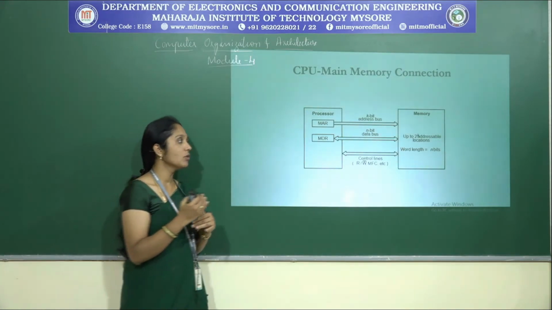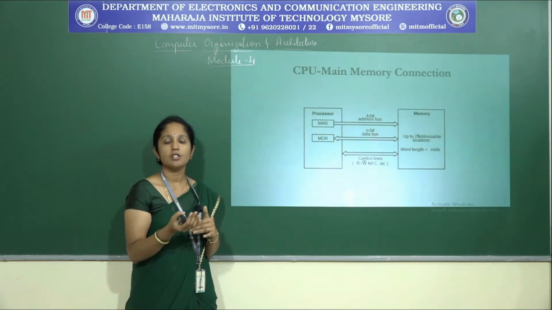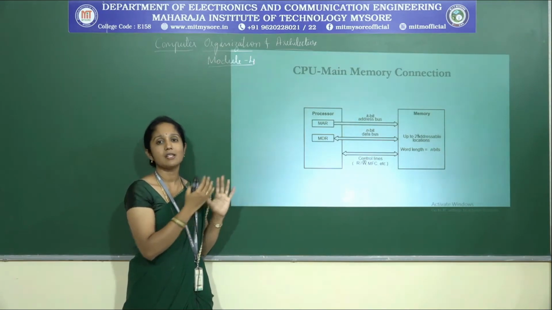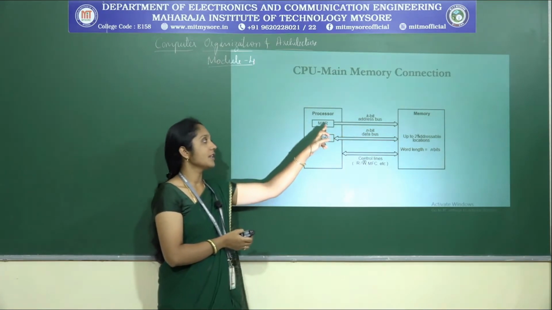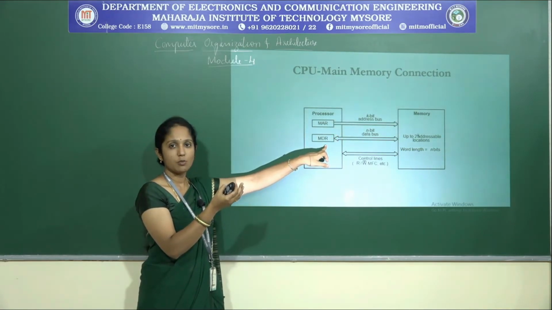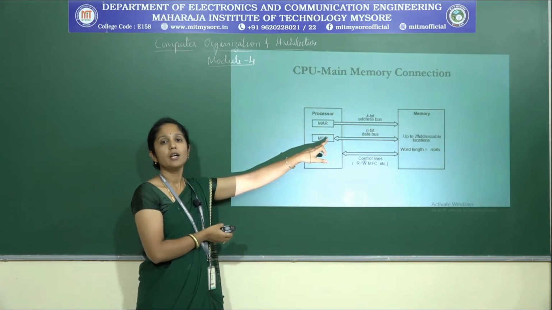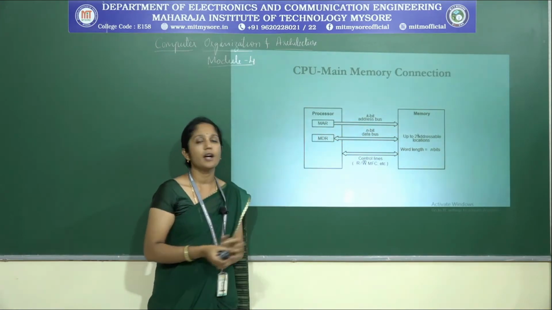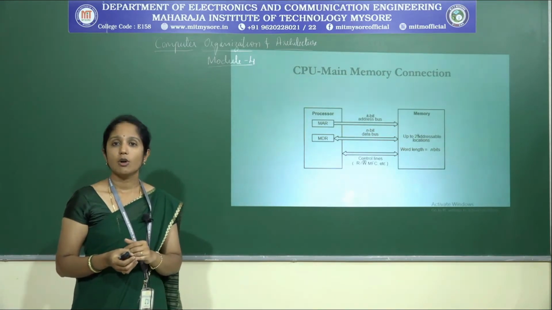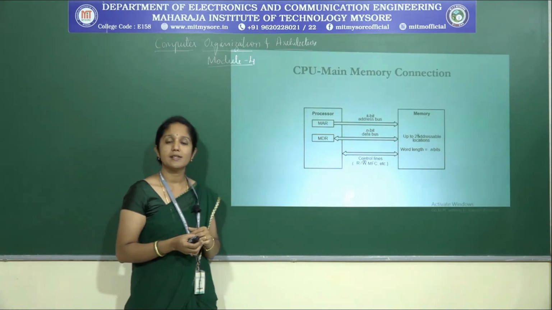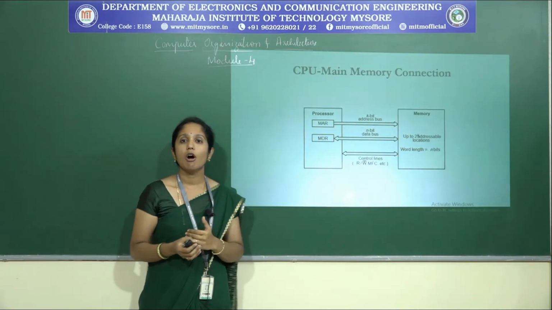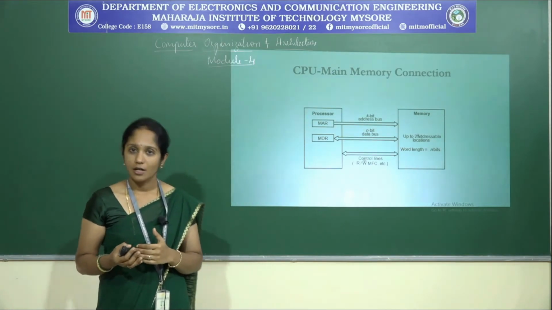And if you want to perform a write operation, the processor is going to send the address as well as the data. The address where the data has to be written will be sent over the MAR, and the data will be sent over the MDR so that it writes the data into the memory, and the control line Read/Write bar will be made 0 so that the write operation is performed. So this is how the read or write operations are performed in a computer system.